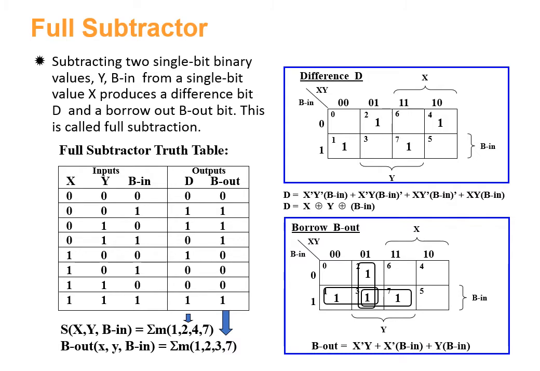The table represents the truth table for a full subtractor with three inputs x, y, and z, where z is equal to b in, and two outputs d difference and b out, where d is equal to x complement y complement z plus x complement y z complement plus x y complement z complement plus x y z, and b borrow out is equal to x complement z plus x complement y plus y z.